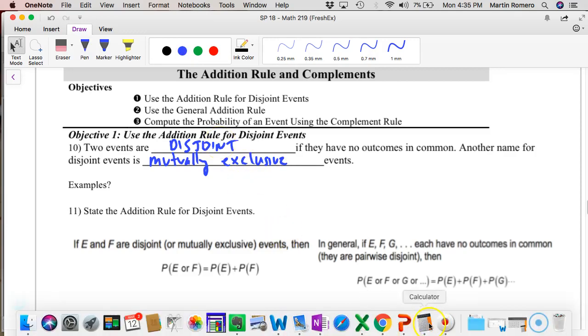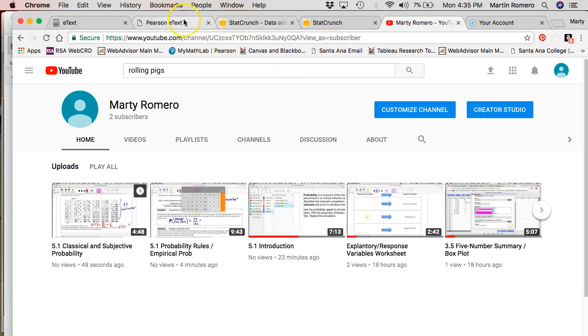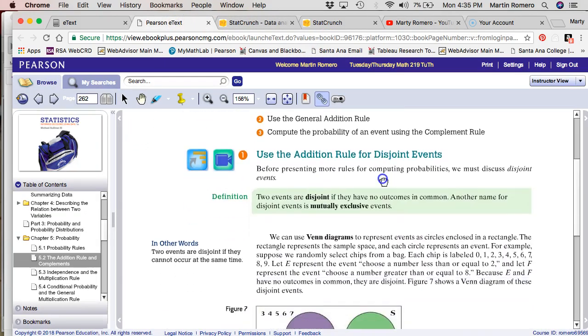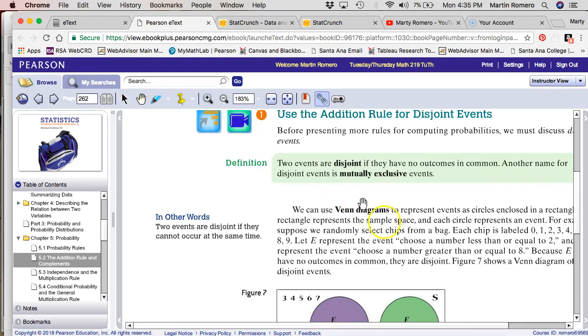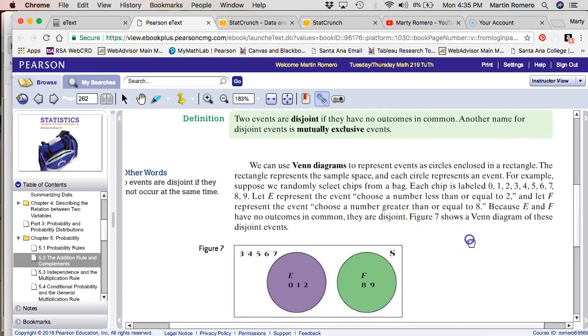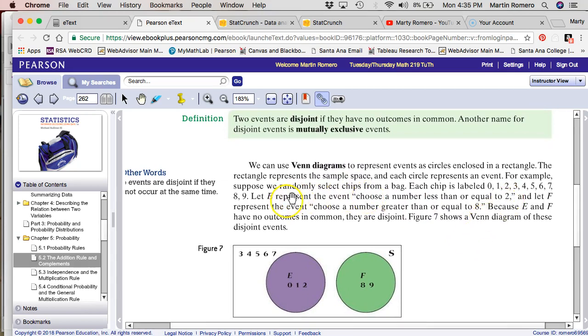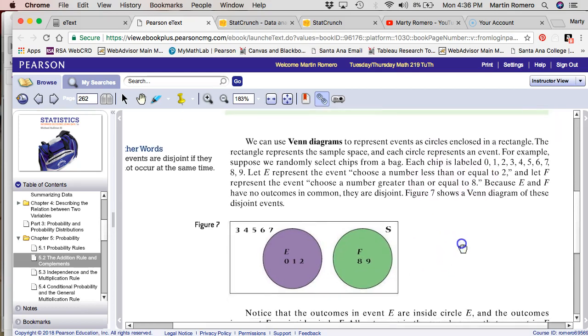Many times the way we analyze this is through a Venn diagram. So again, you've seen this in Math 83. Venn diagrams that don't have any overlap, thinking of different groups of values. For example, in this case here, which comes from the book, each chip is labeled 0 through 9. Let E represent the event that you choose a number less than or equal to 2. And F be the event that you choose a number greater than 8. So those are your outcomes. Because E and F have no common outcomes, they are disjoint.